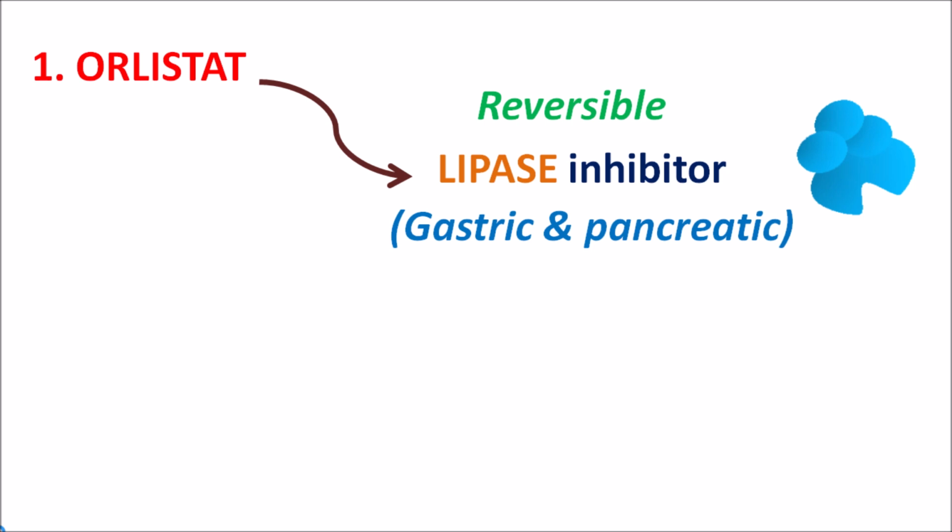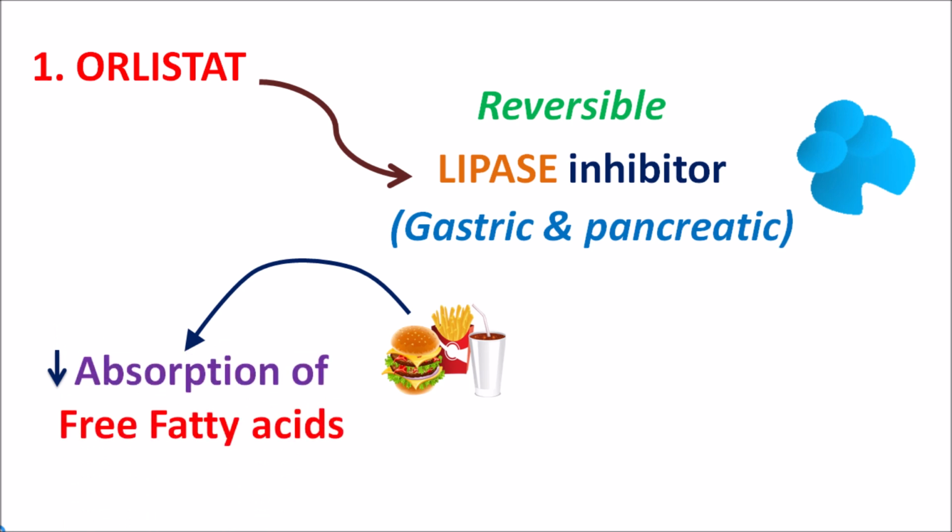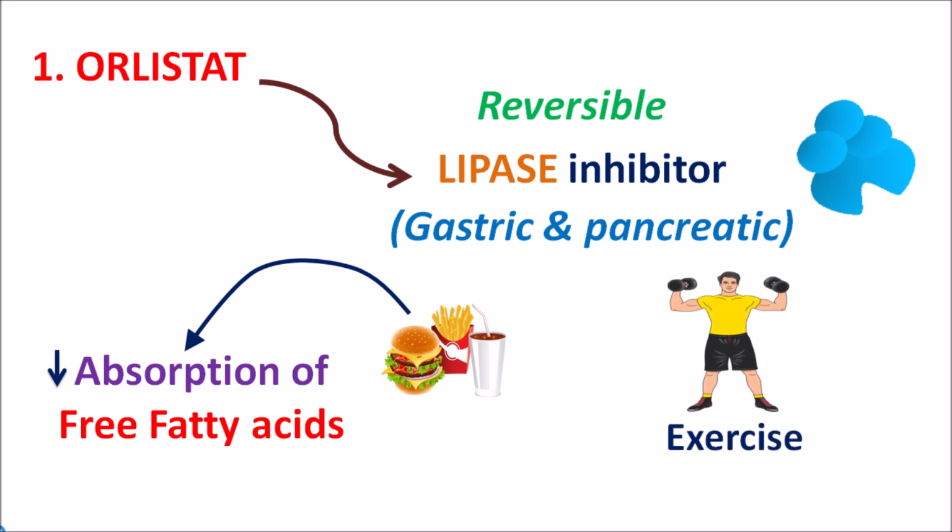And this drug, by blocking the lipase activity, inhibits the breakdown of triglycerides into free fatty acids. By intake of fatty food, the fat is going to be absorbed into the systemic circulation. But Orlistat can reduce the absorption of free fatty acids, thereby it controls the body weight. So this drug can be given along with diet control and proper exercise to control obesity.